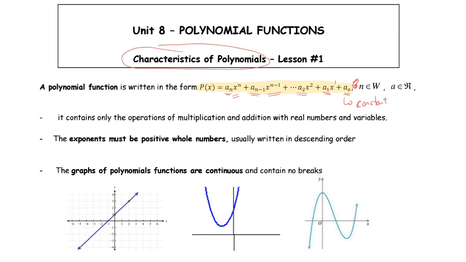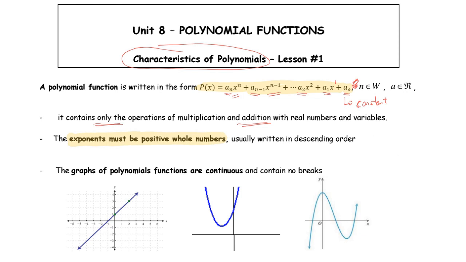What we're talking about is just a collection of powers of x with coefficients in front of each one. So it contains only the operations of multiplication and addition with real numbers and variables. The exponents, and this is a big one here, must always be positive whole numbers. Now that's not to say that you can't ever have fractions or negatives in the exponents, but as soon as you do, we don't call that a polynomial anymore.